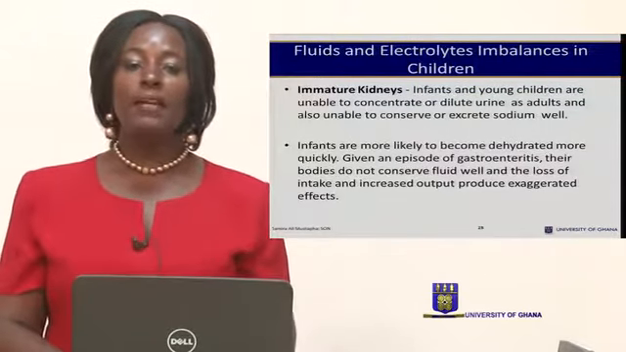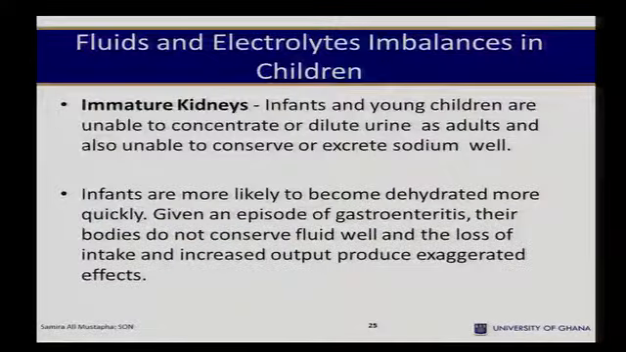So we have immature kidneys as one of the main key factors that brings these about, and it is self-explanatory as you read here.